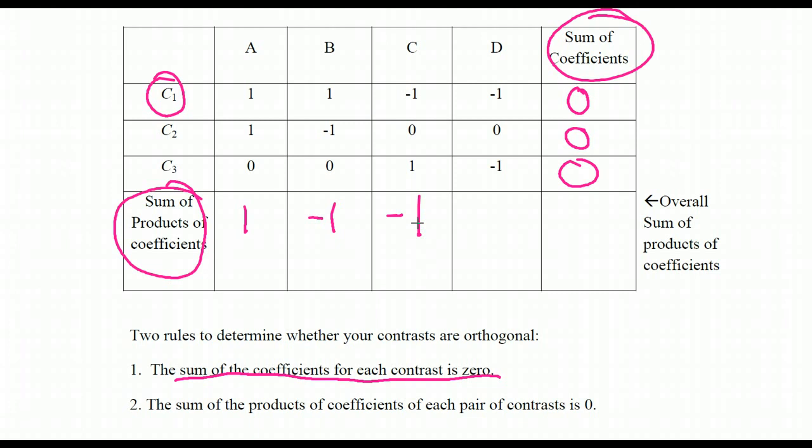Next, you have negative 1 times negative 1 is positive 1, and of course 0 multiplied by each is 0. So if you add up the sum of the products of these coefficients, what do you get? You get negative 2 here, and then 1 plus 1 is 2, so you get 0. So these contrasts are indeed orthogonal. This has been a brief presentation on how to do orthogonal contrasts and how to check if they are truly orthogonal. Good luck and thanks.